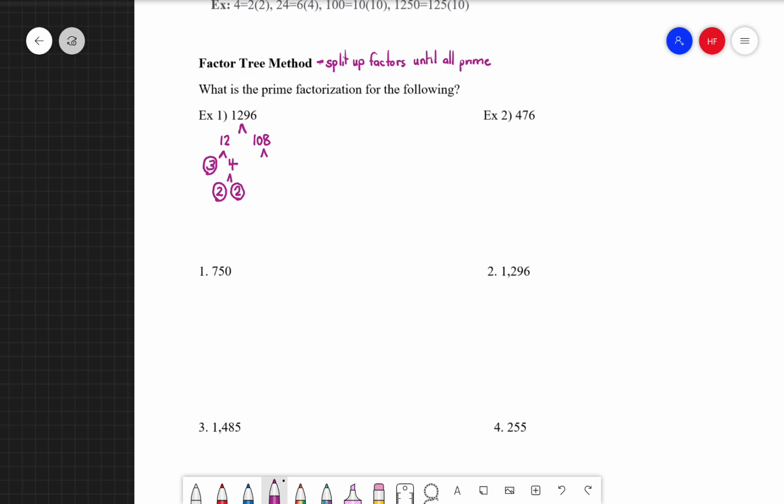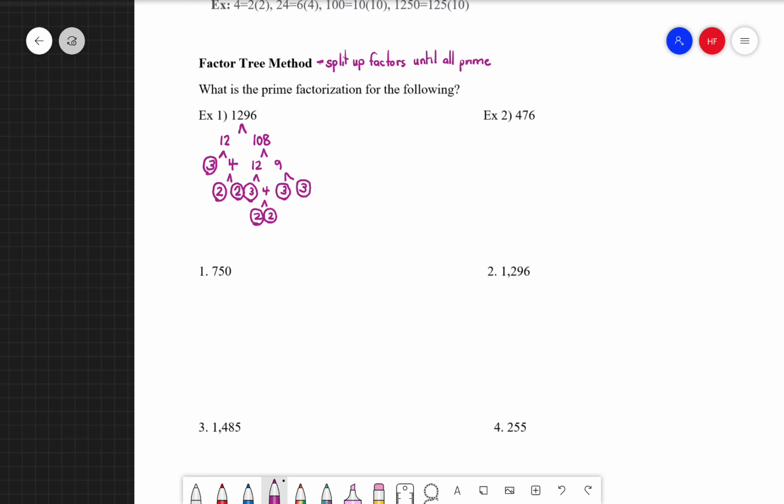Now 108, let's see what we can divide that by. 12 again times 9. 12 we said was 3 times 4. 3 is a prime number, 4 is not. So we already did the prime factorization of 12. And so now let's do 9. We have 3 and 3. And I'm circling those because we already know that 3 is a prime number. And so now I've gotten to the part of the tree where nothing can be split up anymore.